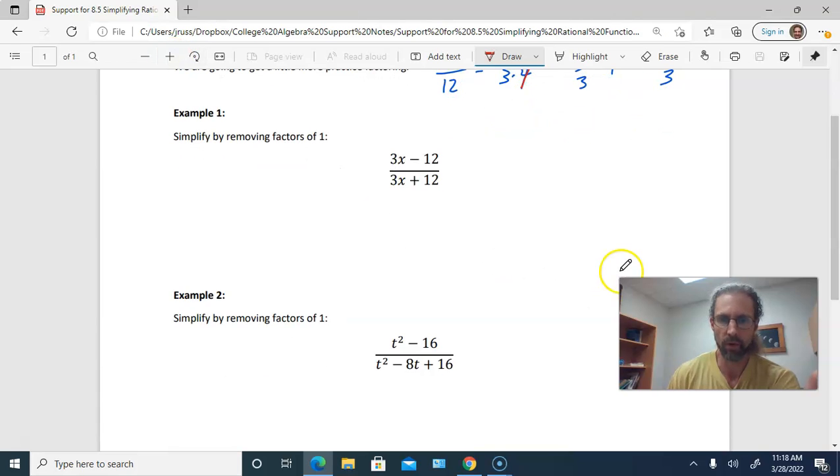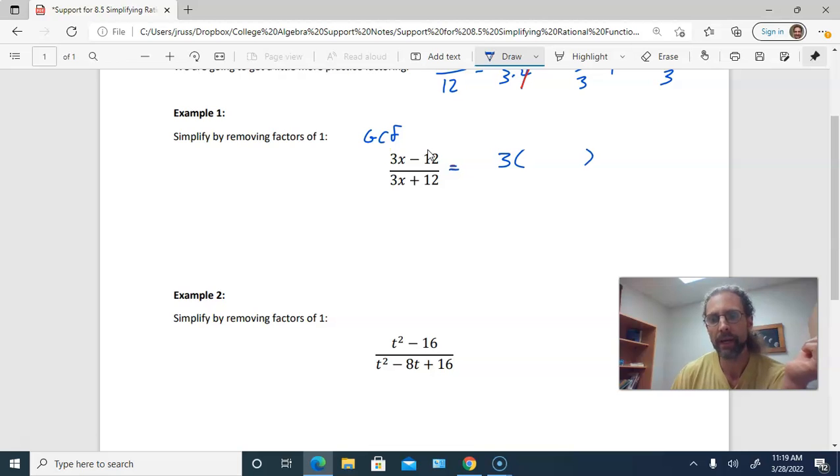So if we look at example 1, it says simplify by removing factors of 1. Okay, so in other words, we first need to start factoring. So when you're looking at that numerator, it's 3x minus 12. The only way you can factor it, and it's a binomial by the way, is by taking out a GCF. Okay, we've talked about this a little bit, a greatest common factor. So you say, well, what do these two terms have in common? Well, they have a 3 in common. Okay, so you take a 3 out.